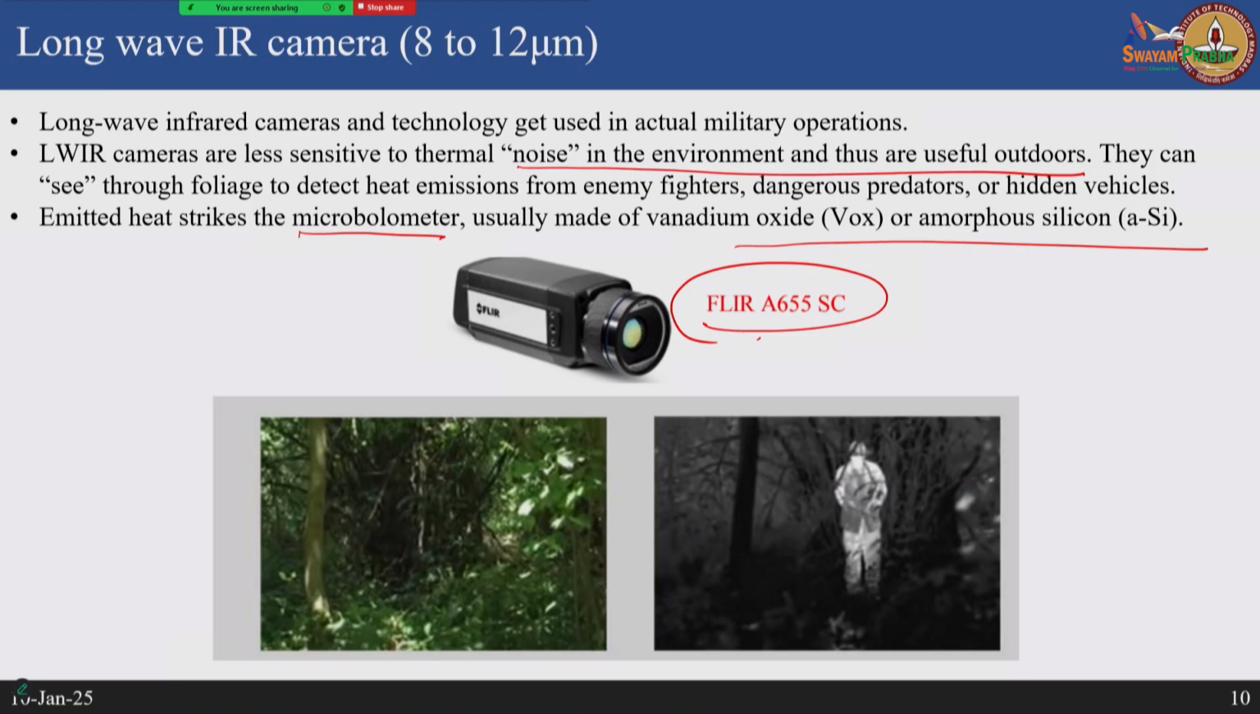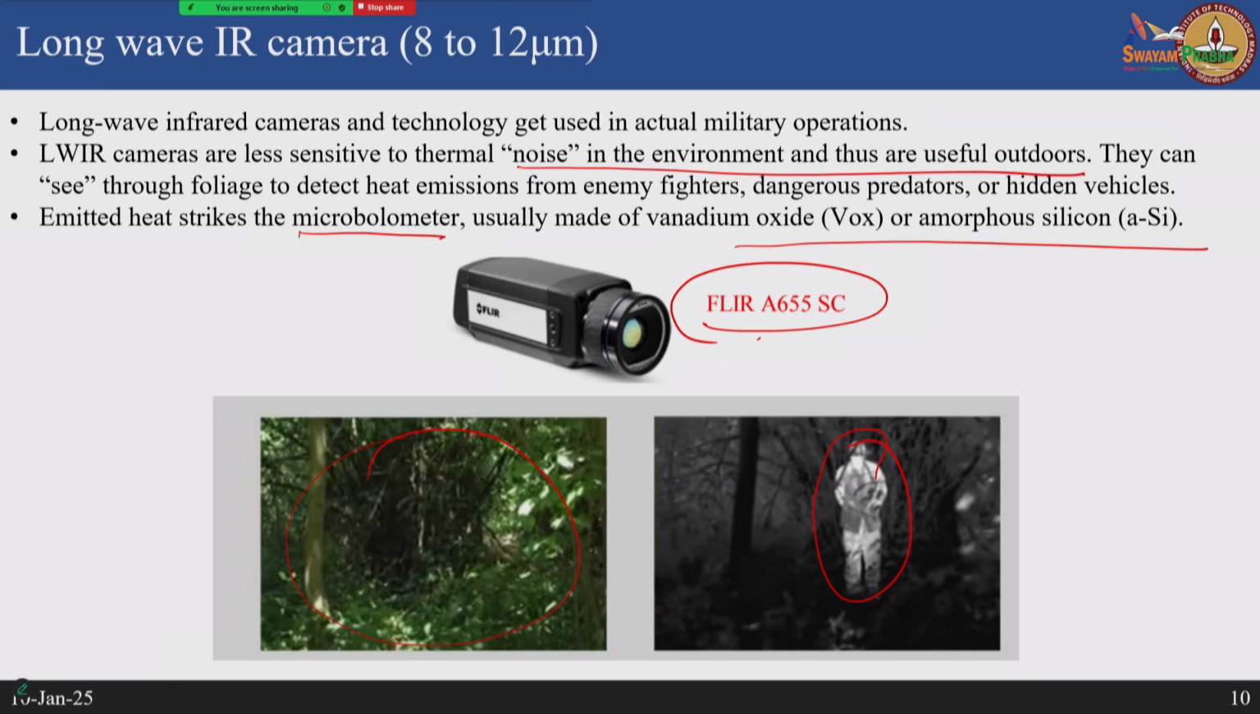which is detecting in the long wave IR regime. As you can see, this is in daylight in a forest, with a person who is camouflaged behind these bushes, and when you use this long wave IR camera, you can actually see the silhouette of this particular person. Some of these military operations involve using these kinds of long wave IR cameras, night surveillance cameras and all that; they operate using the long wave IR.